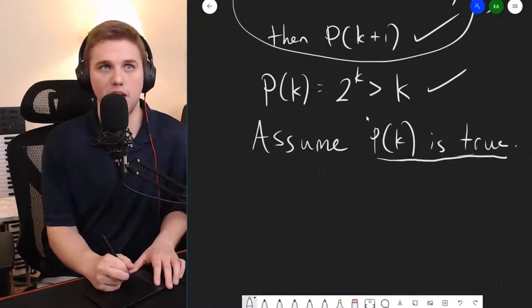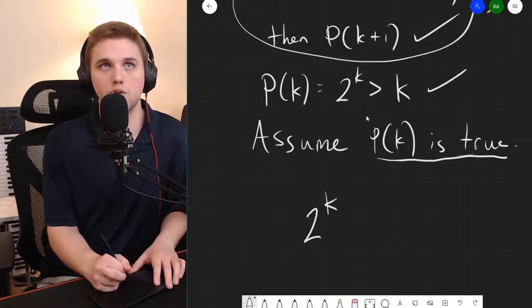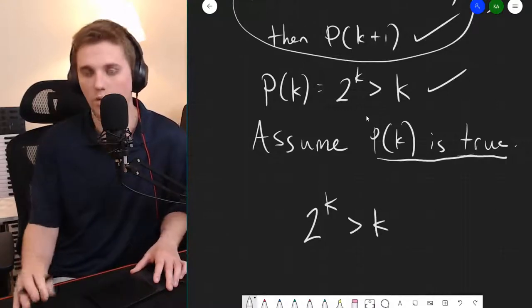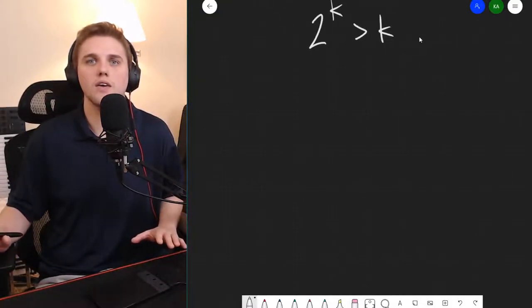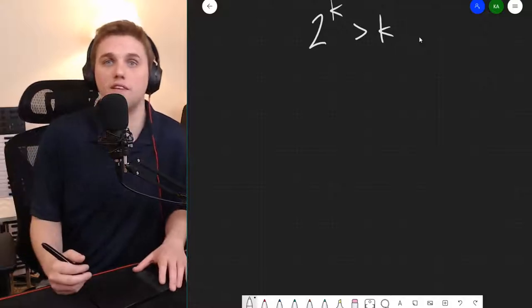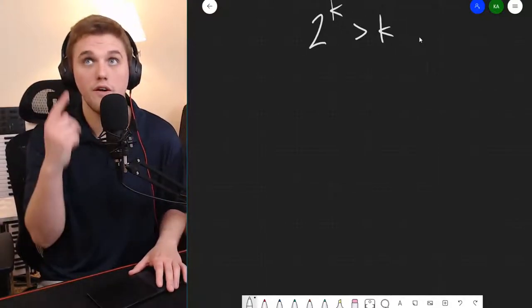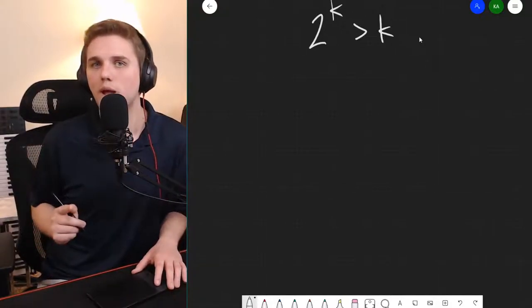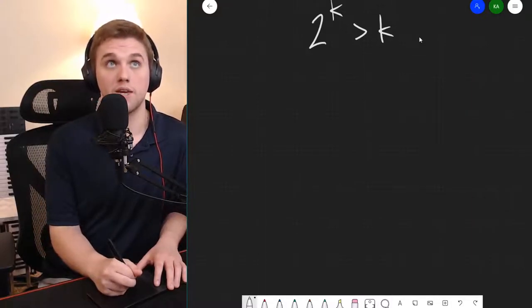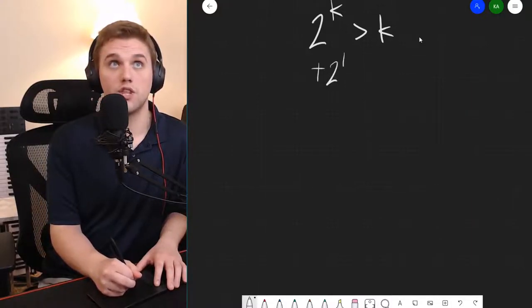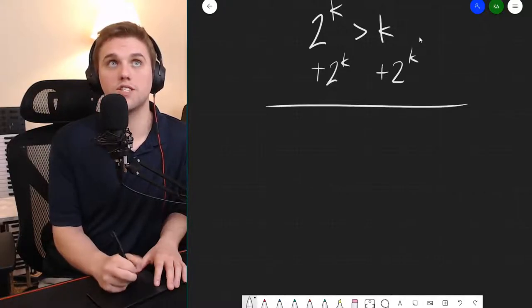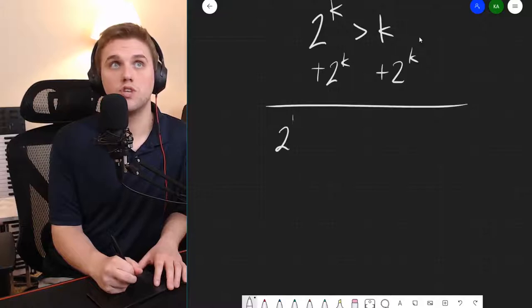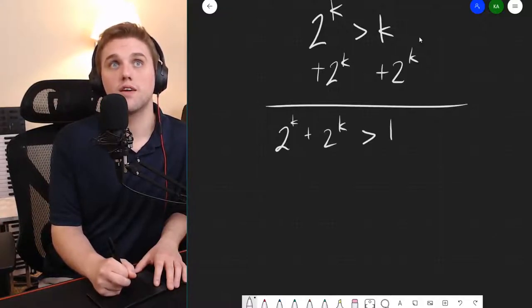So let's take P of K, the thing we know is true. 2 to the K is greater than K. We get to assume that this is true for just some random K. It doesn't even matter what it is. I'm going to prove that P of K plus 1 is true from this. Now, here's what I'm going to do. I'm going to add 2 to the K on both sides. Okay, so this gives me 2 to the K plus 2 to the K is greater than K plus 2 to the K.